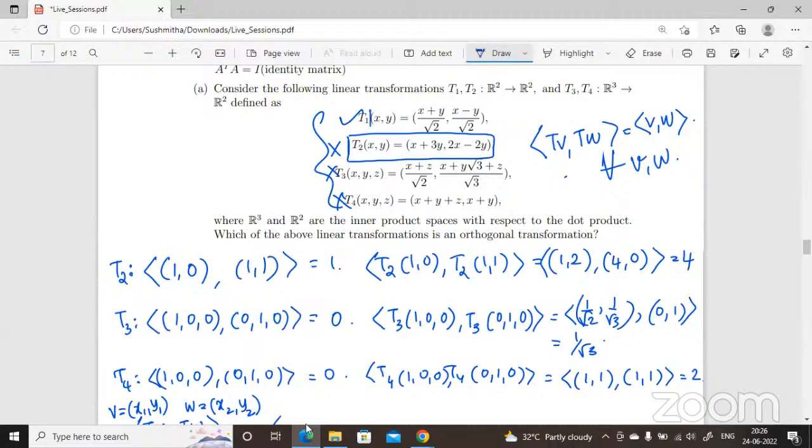Do you understand that this x comma y is because it belongs to R2? Not because it's an inner product or anything. Because it belongs to R2, this is the domain of T1, so T1 takes the ordered pair x comma y.